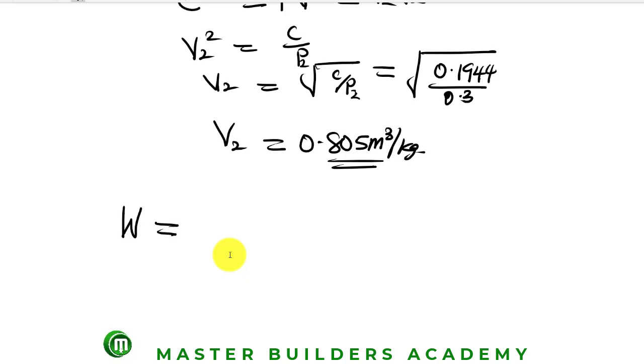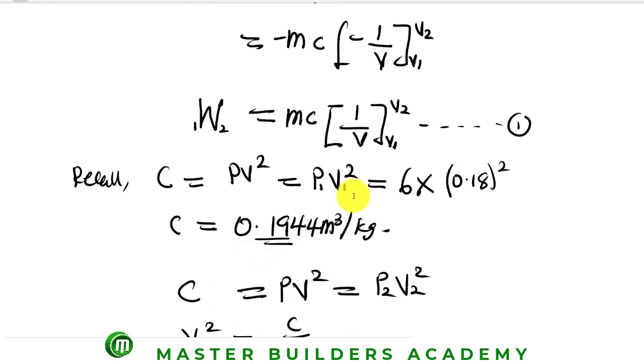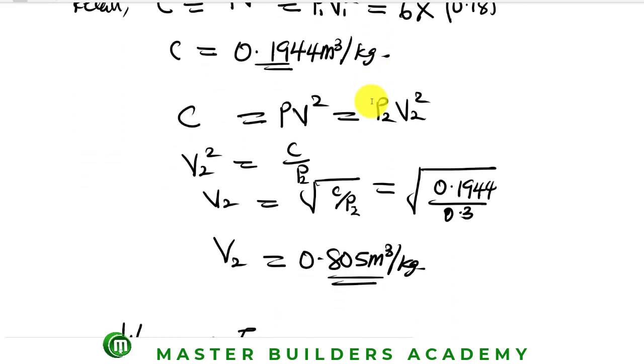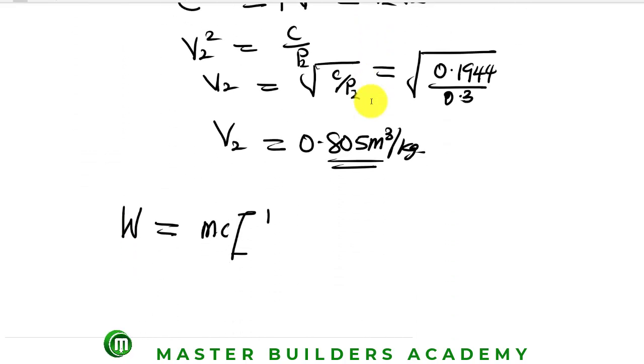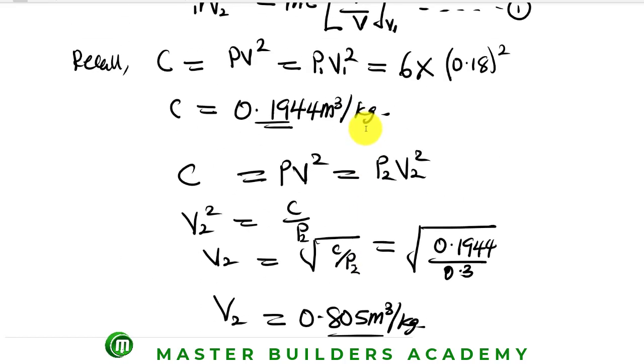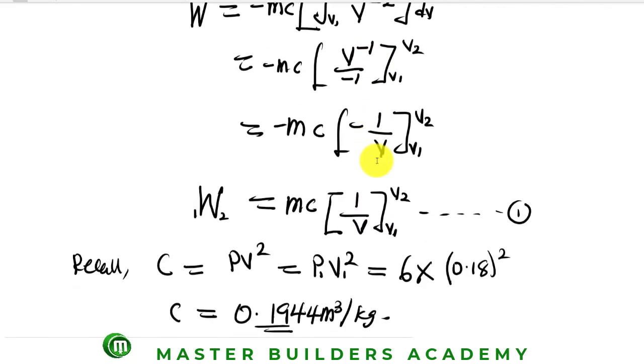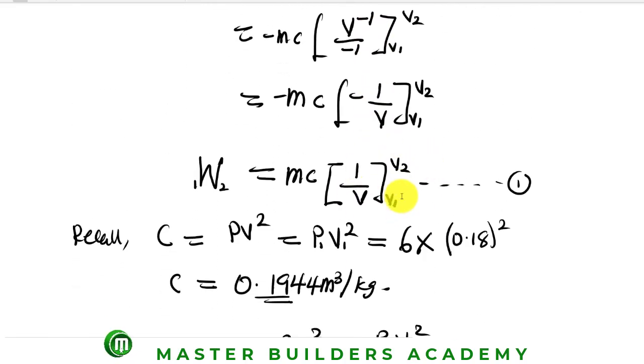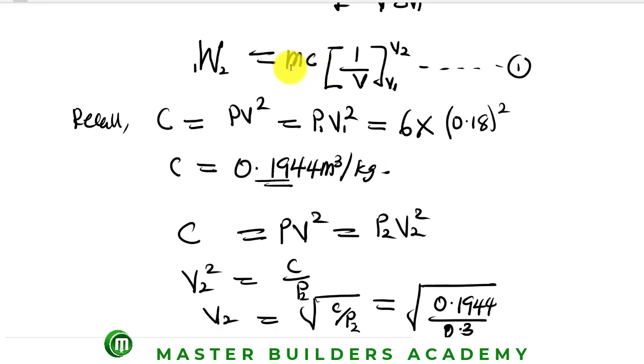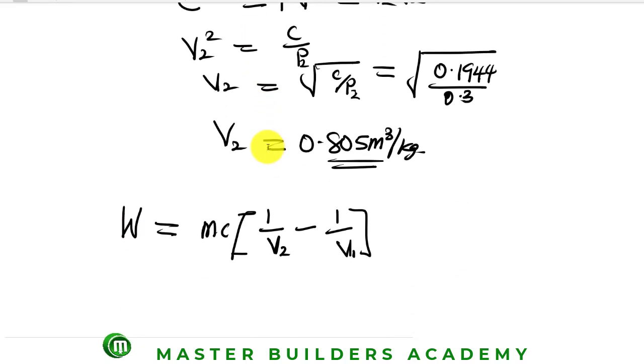Work done is equal to MC open bracket. Now, if we come up here, by the time we put in the upper limit first, we'll have 1 over V2 minus 1 over V1. All right, so we have been able to put in the upper limit and the lower limit. So what we just need to do now is to put in the value of V2, put in the value of V1, put in the value of C, put in the value of M, and then we can now get our work done. I hope you're understanding what we are doing right here.